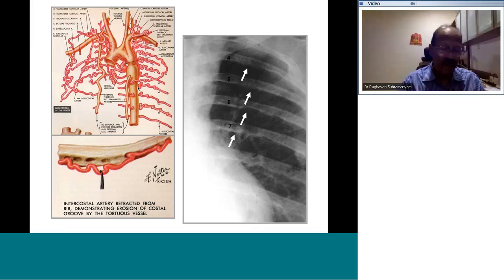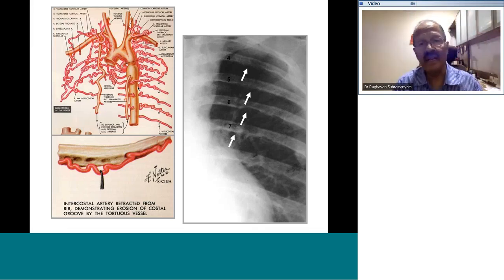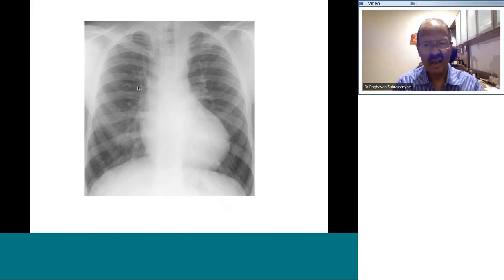Mind you, this rib notching takes time to develop, and therefore do not expect it in a child, and often it is easily seen only in children of more than 6 to 8 years old. So you can have a very tight coarctation, you can have collaterals without rib notching in children younger than that age group.